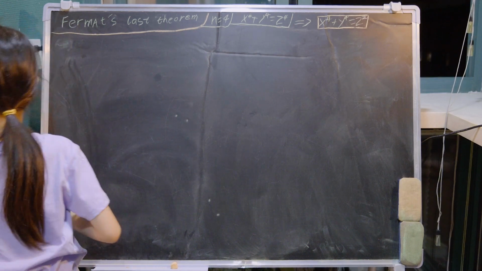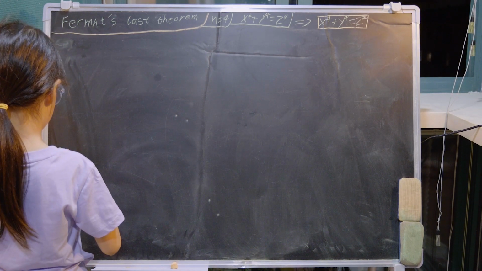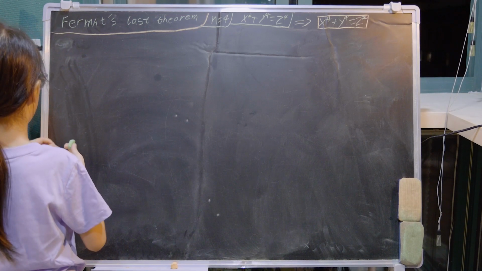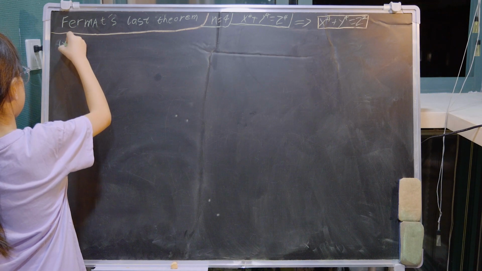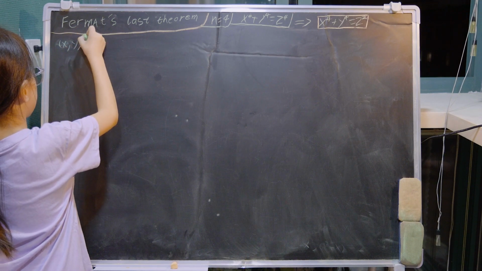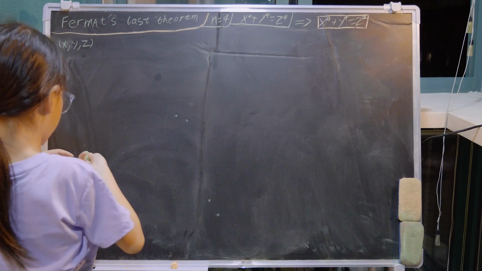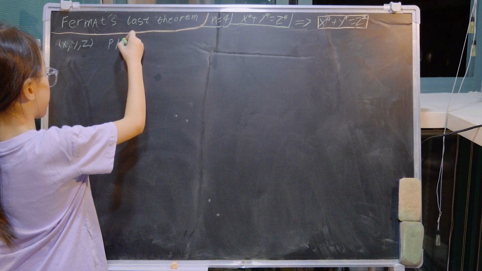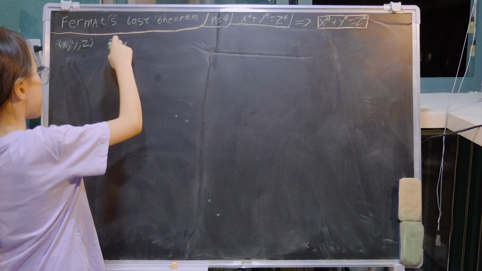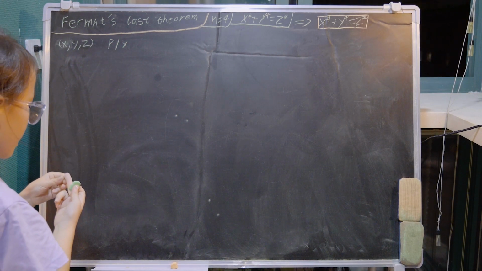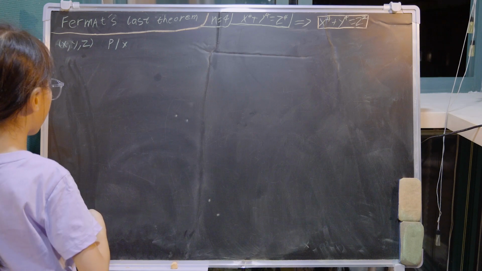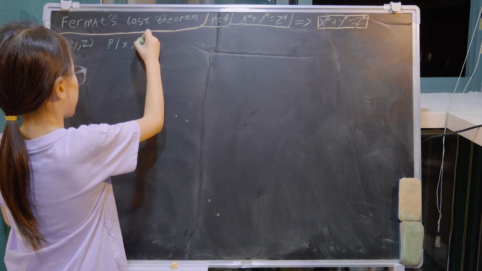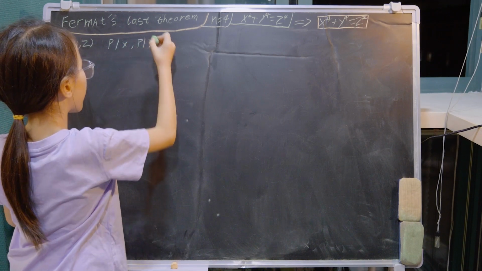First, I just say we have a root. I just mean we have a solution, x, y, z. We have this solution, and we set p to be an odd prime that is a divisor of x, and p is a divisor of y.